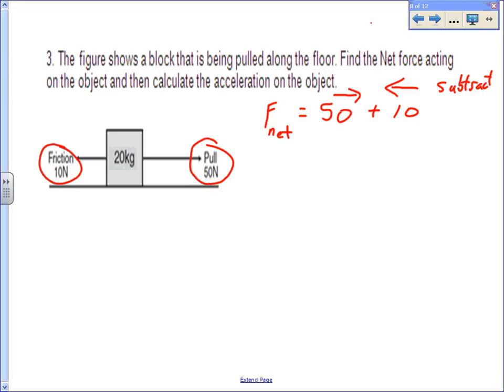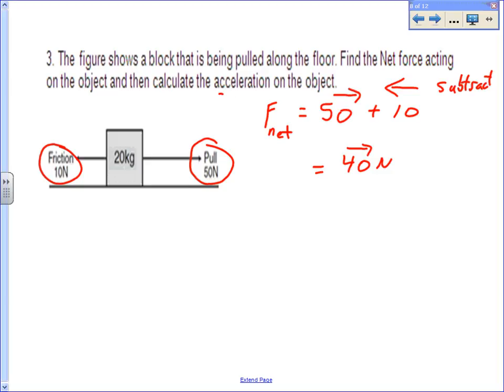We're still going to call this adding forces because we could have a lot of forces acting on this. And we've done this with vectors. The reason we practiced vectors was to get you ready for Newton's laws. So 50 to the right minus 10 to the left gives us 40 newtons to the right as our net force.